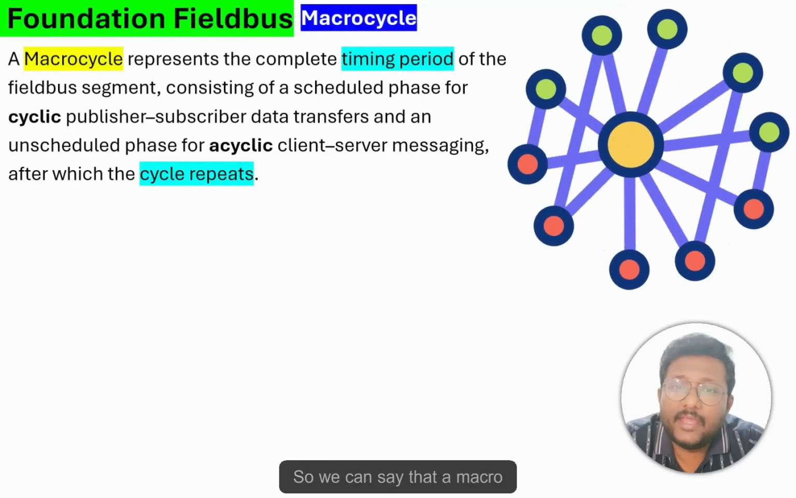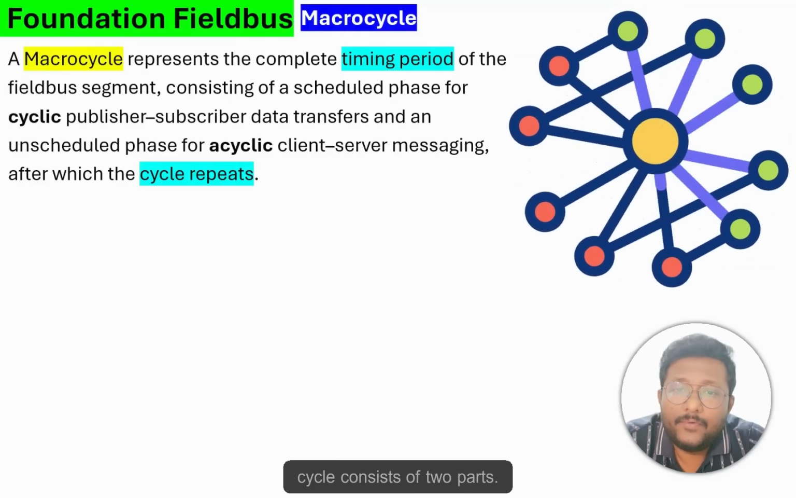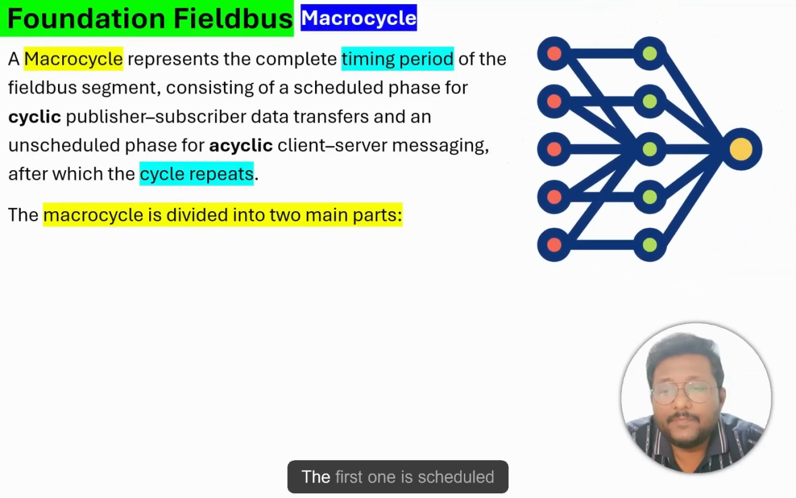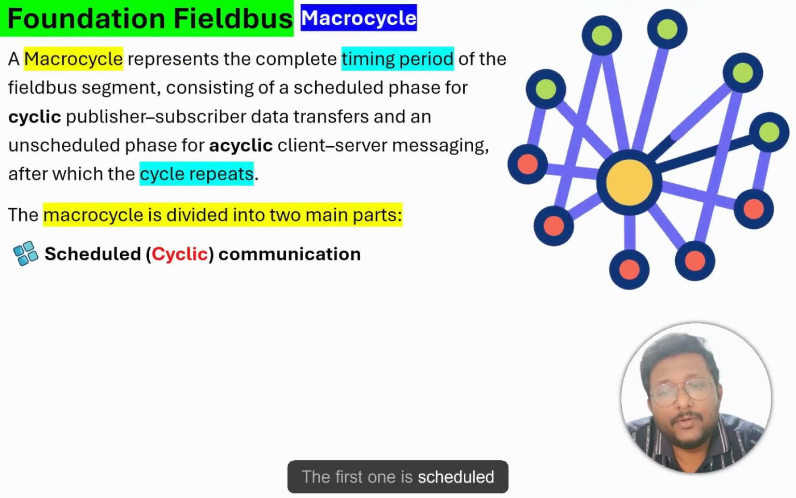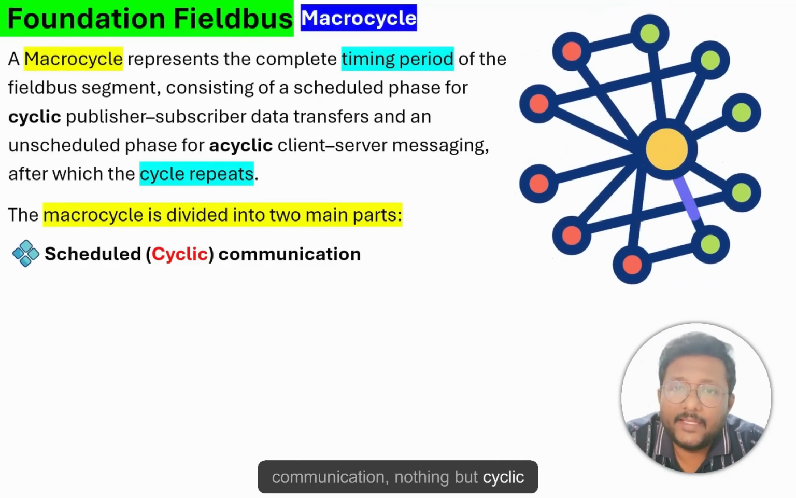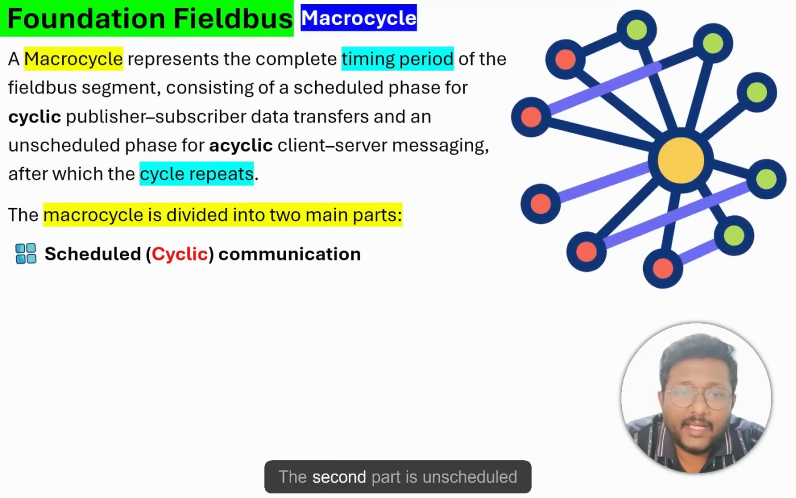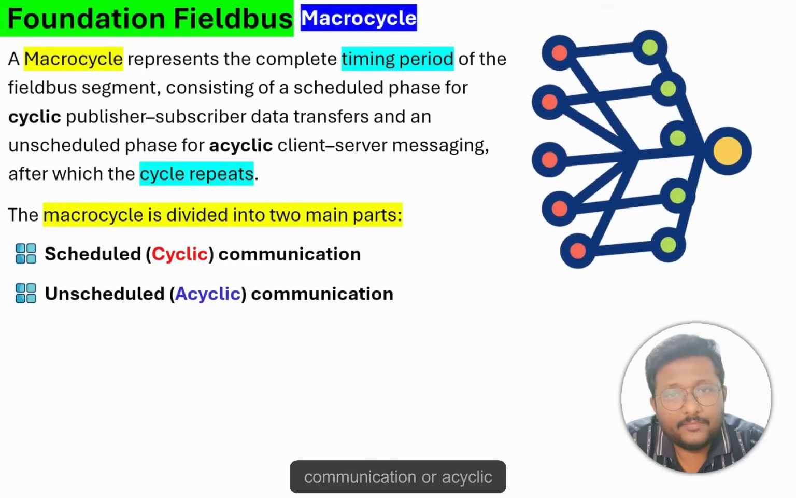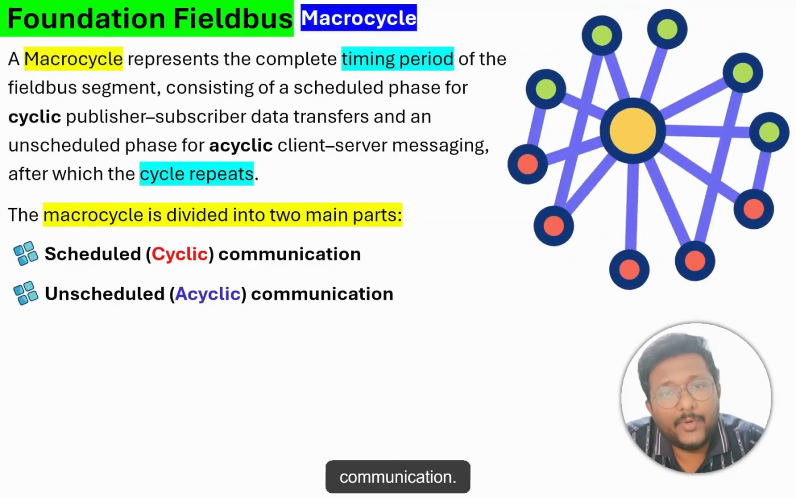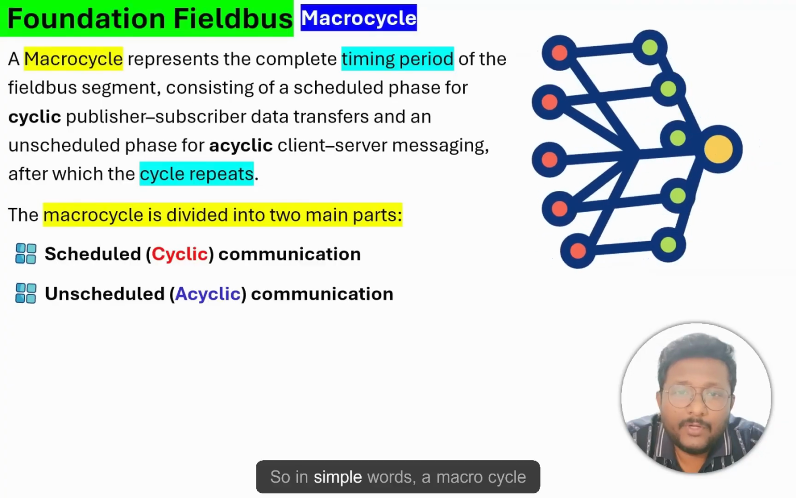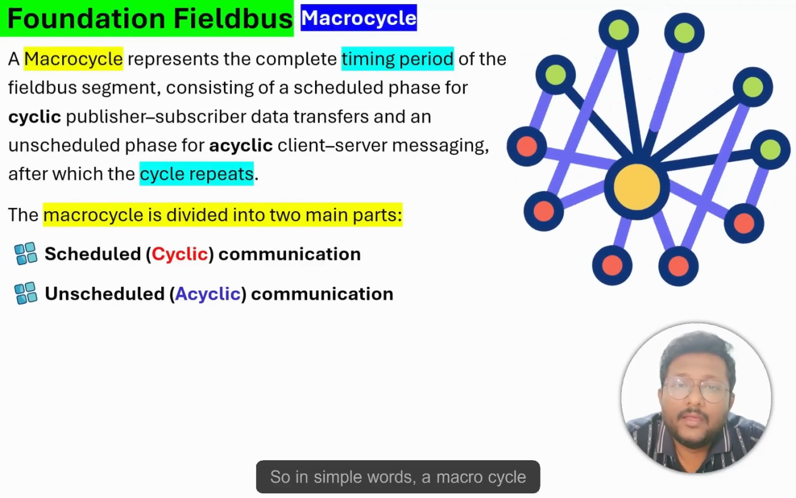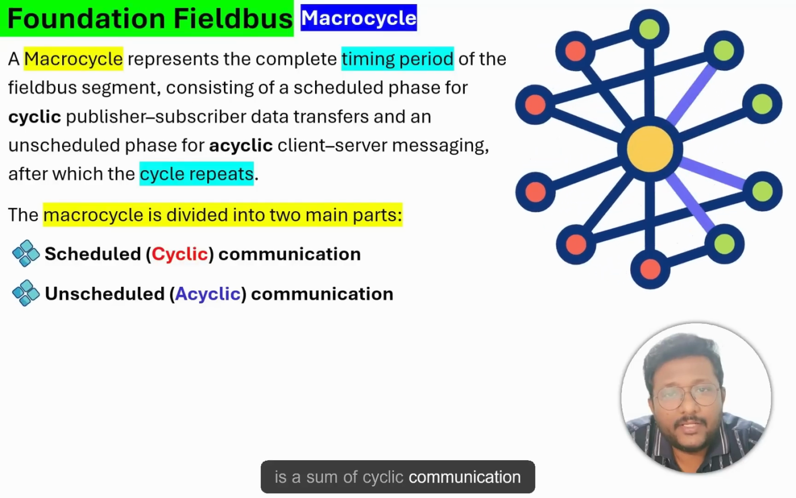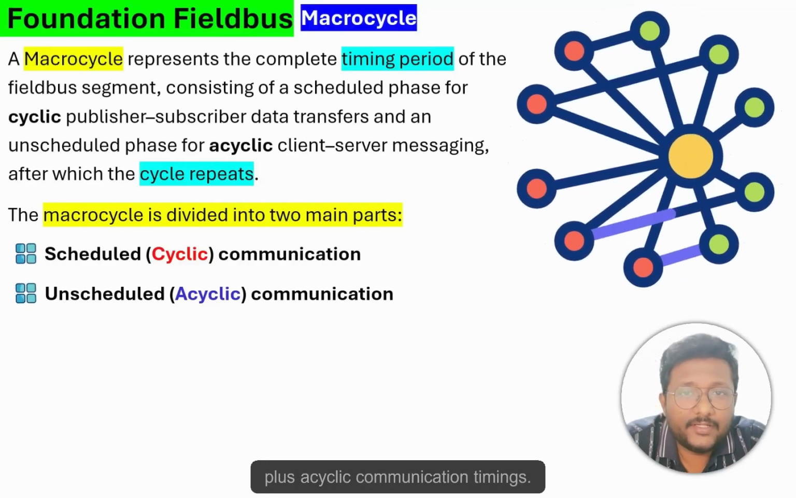So we can say that a macrocycle consists of two parts, right? The first one is scheduled communication, nothing but cyclic communication. The second part is unscheduled communication, or acyclic communication. So in simple words, a macrocycle is a sum of cyclic communication plus acyclic communication timings.